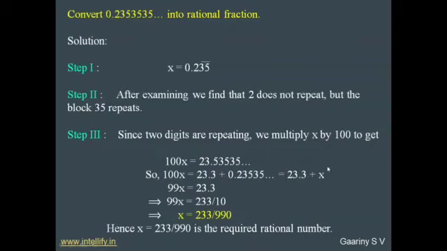You get this x value to the left hand side. So 100x minus x will give you 99x, that is equal to 23.3. You can also write this value 23.3 as 233 by 10. So x is equal to 233 by 10 into 1 by 99. So when we multiply this, we get x is equal to 233 by 990. This is the required rational number here. Yay! We have converted this number into the required rational number, that is of the form P by Q.